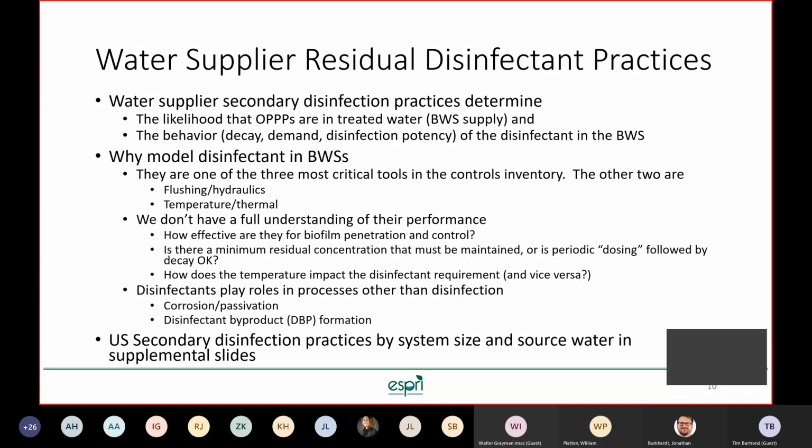We can answer a question, for example, is there a minimum residual concentration that has to be maintained? This is a really big ask, and knowing whether maintaining a minimum residual is necessary, or what that residual is, is a very important modeling question. And then how does temperature impact the residual requirement and vice versa? Do you need the same residual in 45-degree water as 25-degree water? The answer is probably no, but getting more specifics on that would help. Disinfectants also play roles in processes other than disinfection. They play a role in passivation and corrosion, and disinfection byproduct formation.